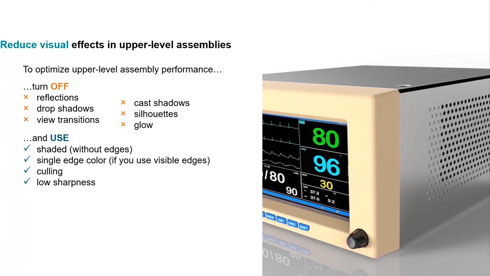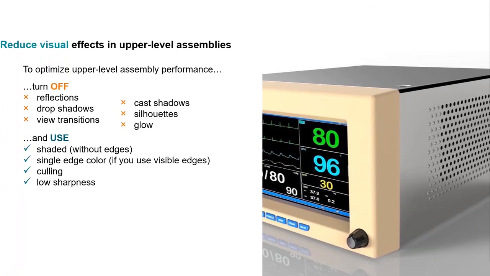To optimize our upper level assembly performance, we want to do things like turn off reflections, turn off drop shadows, turn off cast shadows, and even silhouettes. One of the great things that was added in the last version of Solid Edge 2020 is a large assembly performance option. It's a one-click button that you can hit that will do all of these options for you automatically to help speed up that performance.